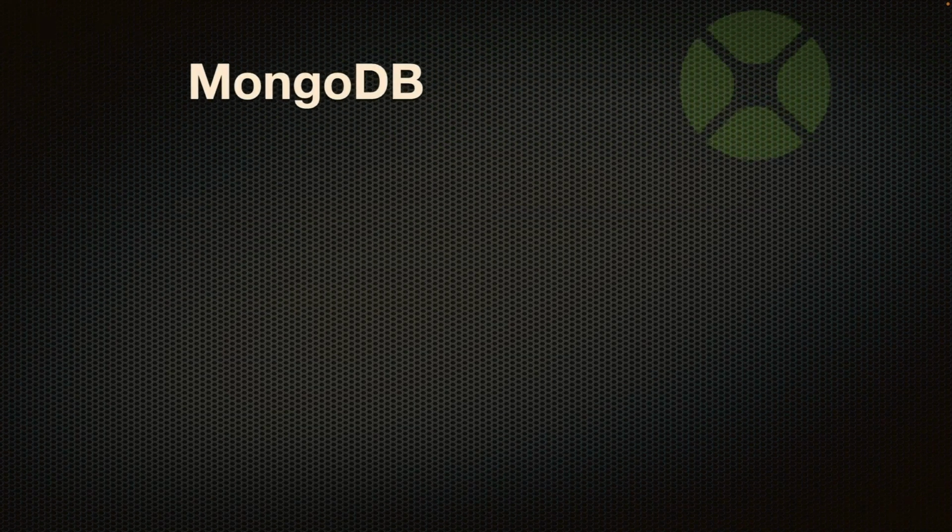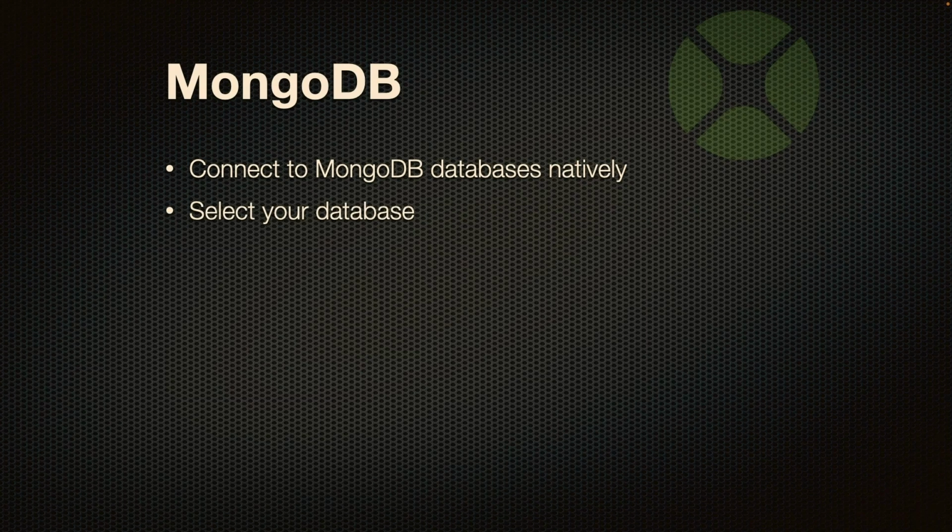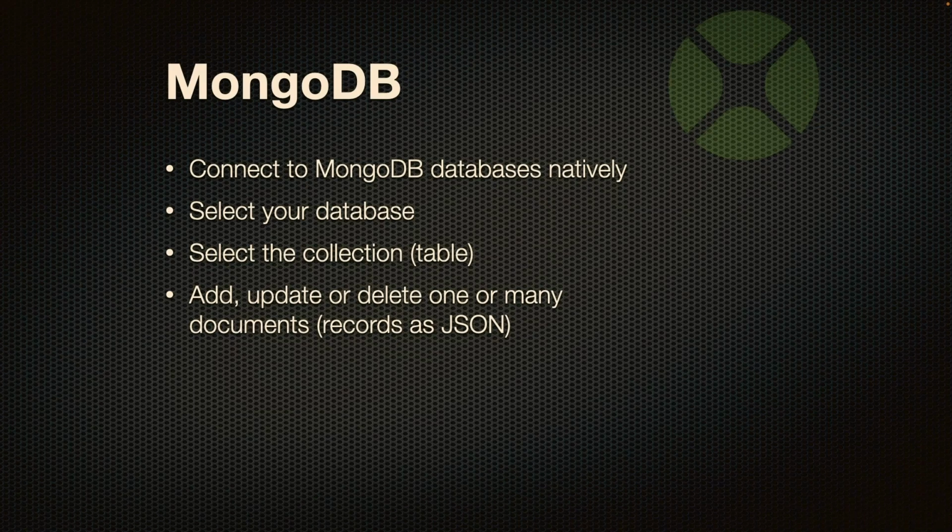Then I have classes for MongoDB. A couple of customers asked for this over the years, and eventually I decided, oh, maybe a good idea. So you can connect to a MongoDB database natively in Xojo. You can pick a database, then you can pick a collection, which is the name in MongoDB for table. And then you can add, update, delete records, and all the records are passed as JSON. So when the plugin is moving the data over the network, it's binary JSON, so it's encoded more efficiently. But to you as a developer, we pass JSON.